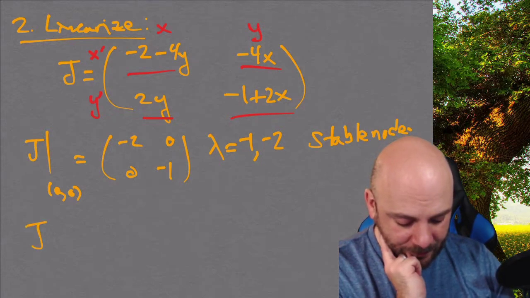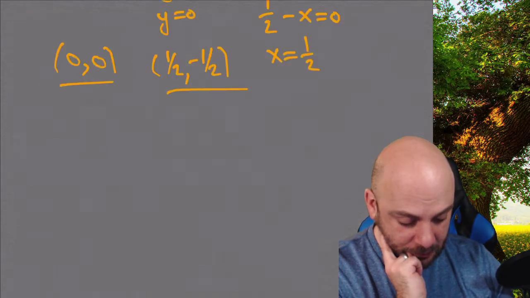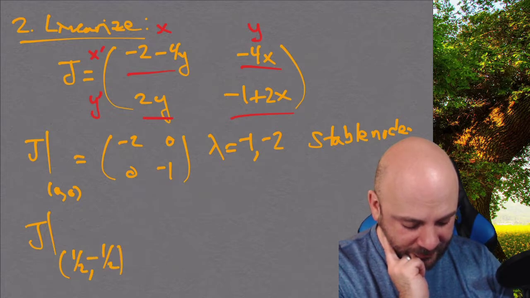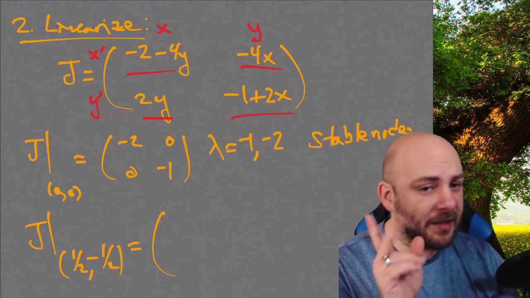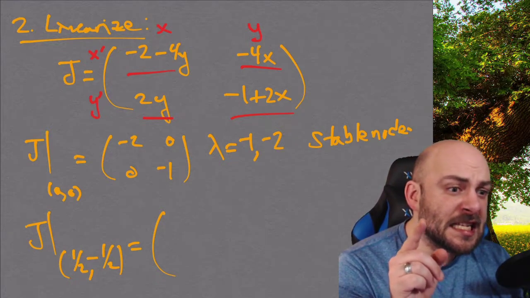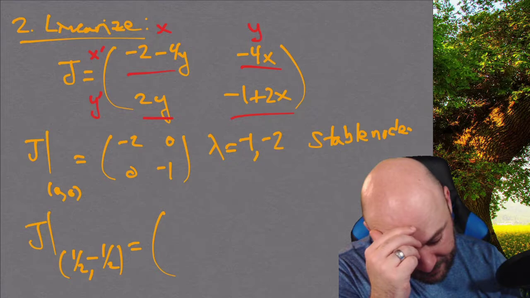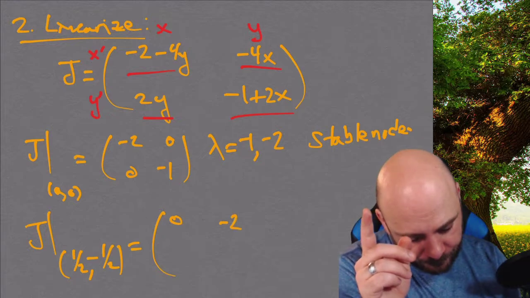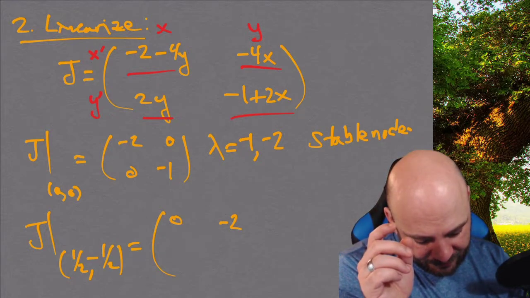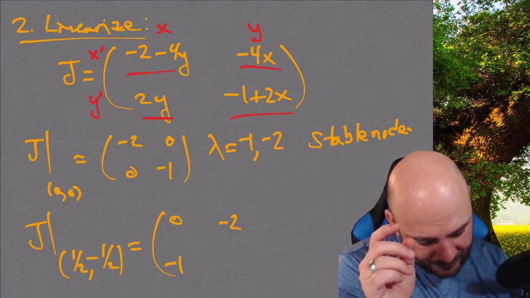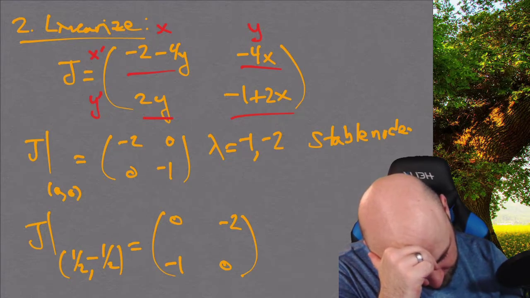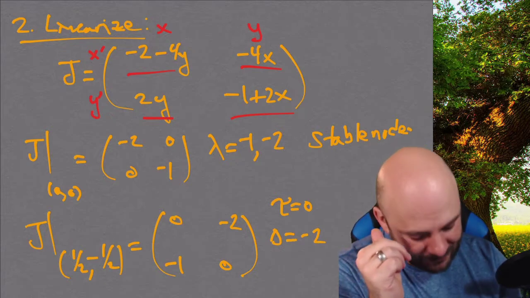Okay. My Jacobian at (1/2, -1/2) is equal to, well, let's see here. If I plug in, -1/2 times 4 is -2. 2 minus -2 is a 0. Awesome. -4 times 1/2 is -2. 2 times -1/2 is -1. And 0. Cool. And so my characteristic polynomial, well, let's do it this way. Trace is 0. Determinant is -2. Aha! That's a saddle.